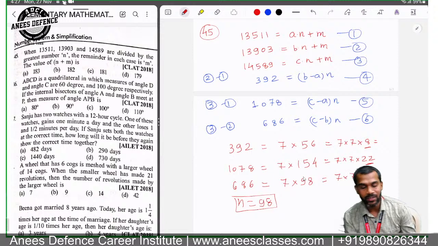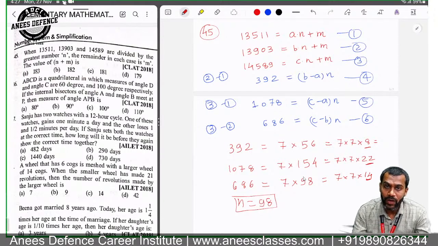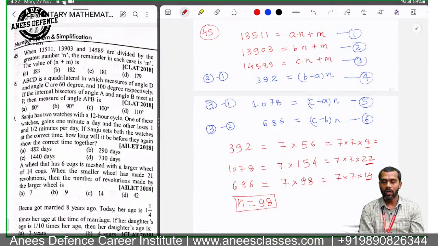3921, 078, 686. Yes or no? So we need to find out HCF. So n is 98. HCF is 98. So now, in order to get the value of m, what we need to do? We need to just divide any of the 3 numbers which are already given in the question by 98, and whatever the remainder we get, that would be the value of m. Then we need to add.